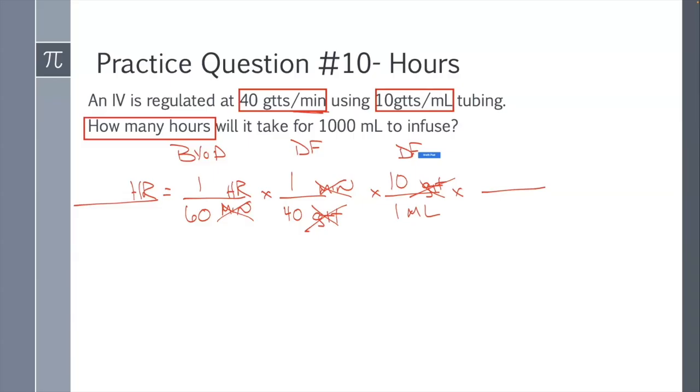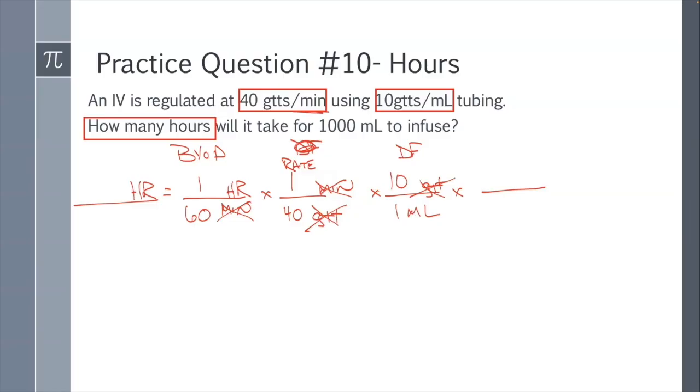This is my drop factor. This is my rate. Okay, that's my flow rate. So 40 drops for every 1 minute. That's the rate at which my fluids are going to be running. A drop factor was my 1 milliliter for every 10 drops. Again, still some pretty big drops.